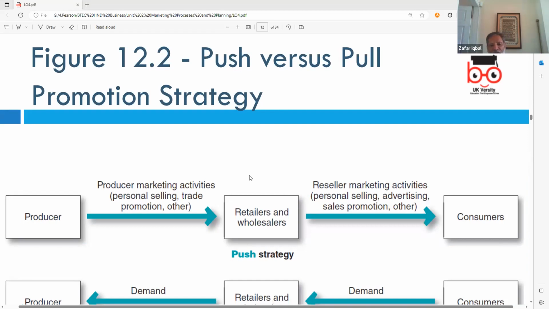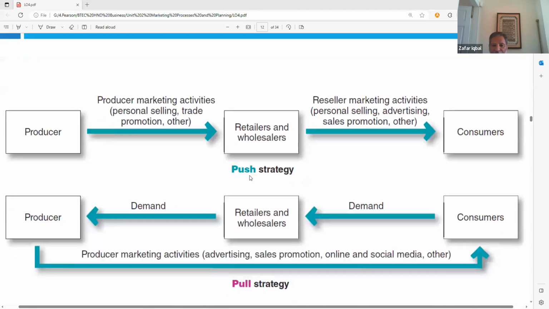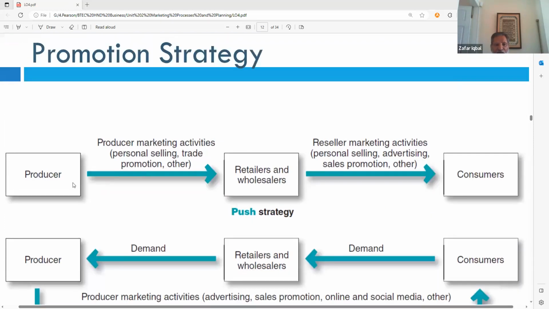Now, the difference between a push and a pull strategy is this. When a producer wants to sell a product to the public, first of all, they sell it to the retailers and the wholesalers. These are the middlemen. The producers, manufacturers, who manufacture these goods, sell their product not directly to the public, but to the wholesalers. These people are stockists, for example. Wholesalers are people who stock particular goods of particular manufacturers and producers.